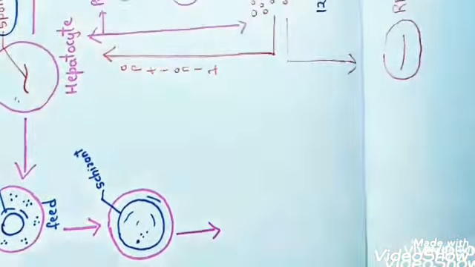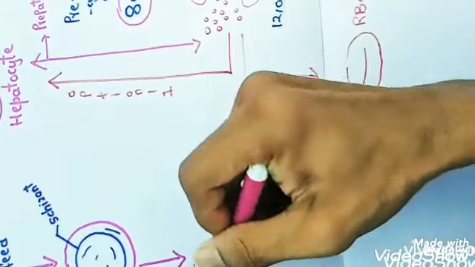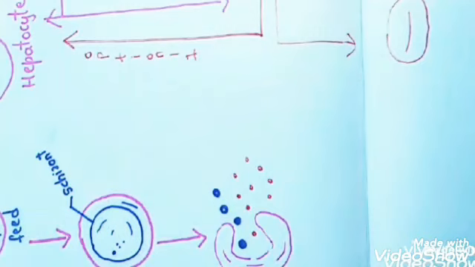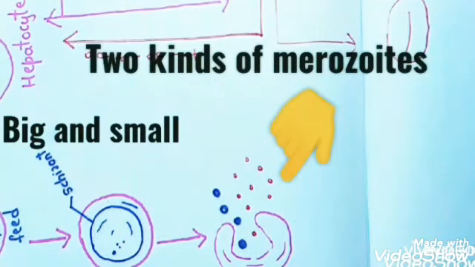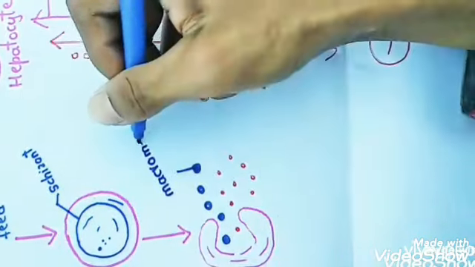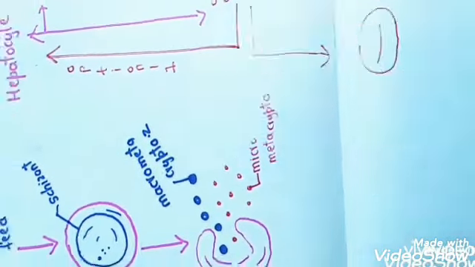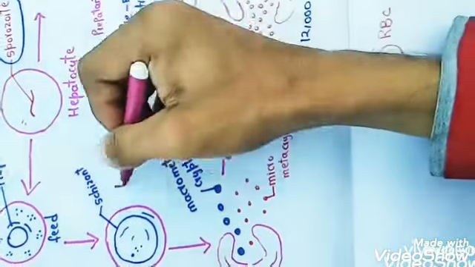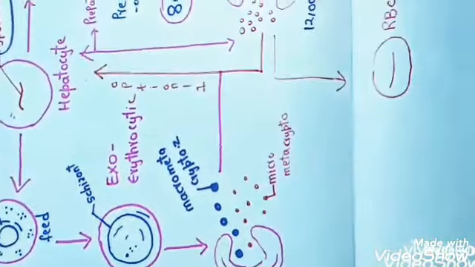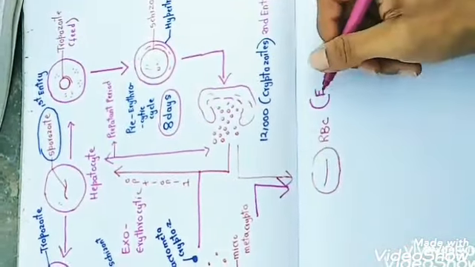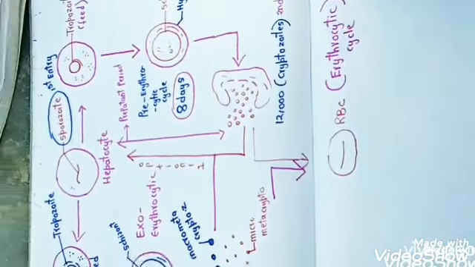Now when this schizont undergoes schizogony, it releases two different kinds of merozoites. Here you are going to see the two kinds of merozoites, the small ones and the big ones. The big ones are called macrometacryptozoites and the small ones are called micrometacryptozoites. The big ones enter hepatocytes and continue the exoerythrocytic cycle. The small ones enter RBC and perform the erythrocytic cycle. The erythrocytic cycle was discovered by Golgi and is called the Golgi cycle.